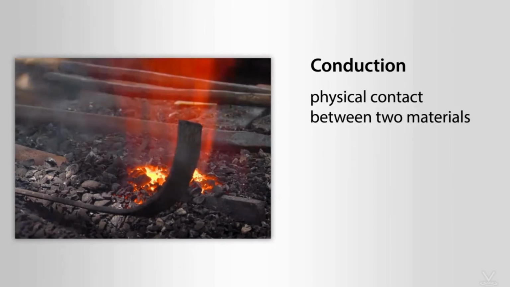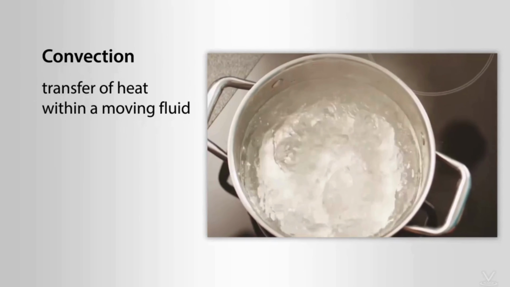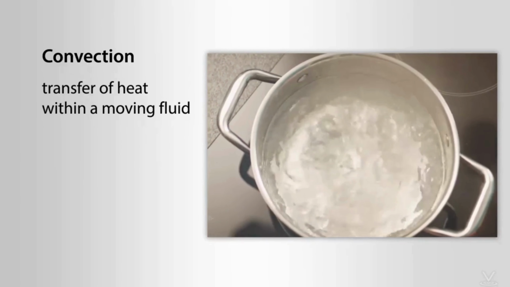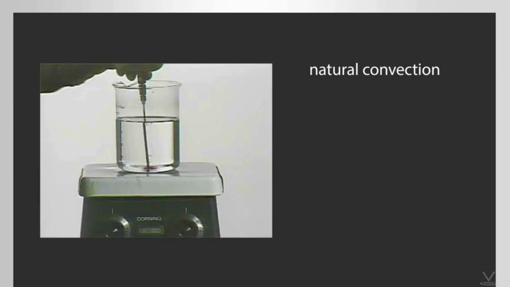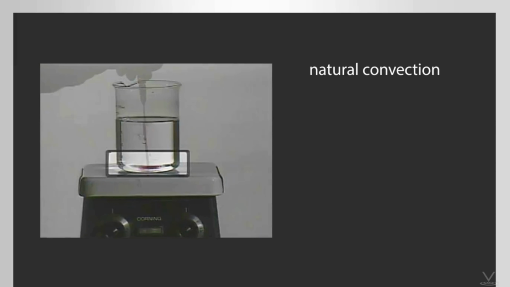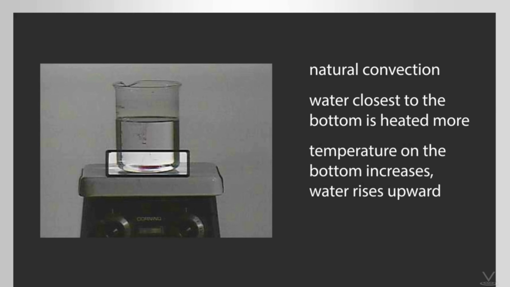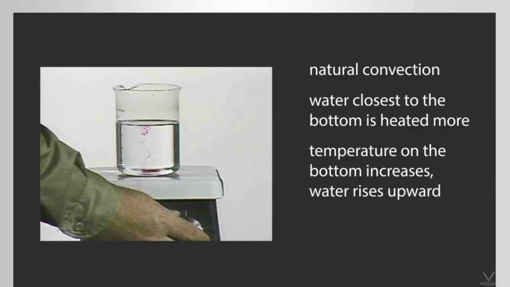Convection. Another form of heat transfer is convection. Convection is the transfer of heat within a moving fluid. Convection can be divided into two categories: natural convection and forced convection. Natural convection can be illustrated using a container of water and dye. As the water is heated, the water that is closest to the bottom is heated more than the water elsewhere. As the temperature of the water on the bottom increases, that water becomes lighter or less dense and rises upward.